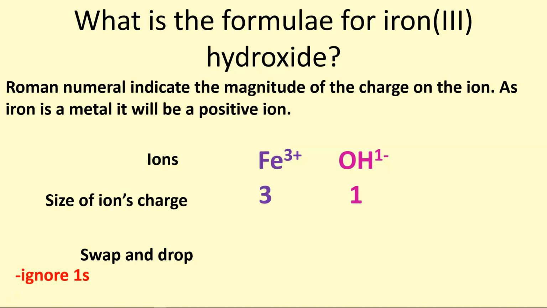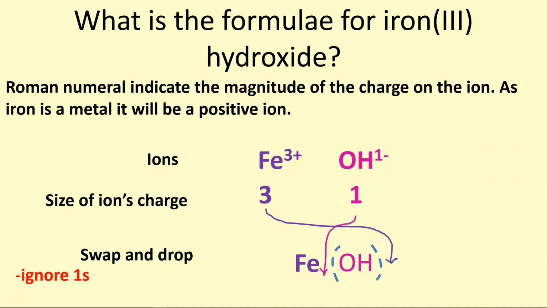So iron has a charge of 3, in terms of a number part, and hydroxide has a 1. If we do swap and drop, we can swap the 3 and the 1 over, remembering to ignore 1s. I put some sort of pretend brackets around the hydroxide ion. This is just reminding me that with ions consisting of more than 2 elements, so for example OH consists of an oxygen and a hydrogen, if we have more than one of these we will need brackets.